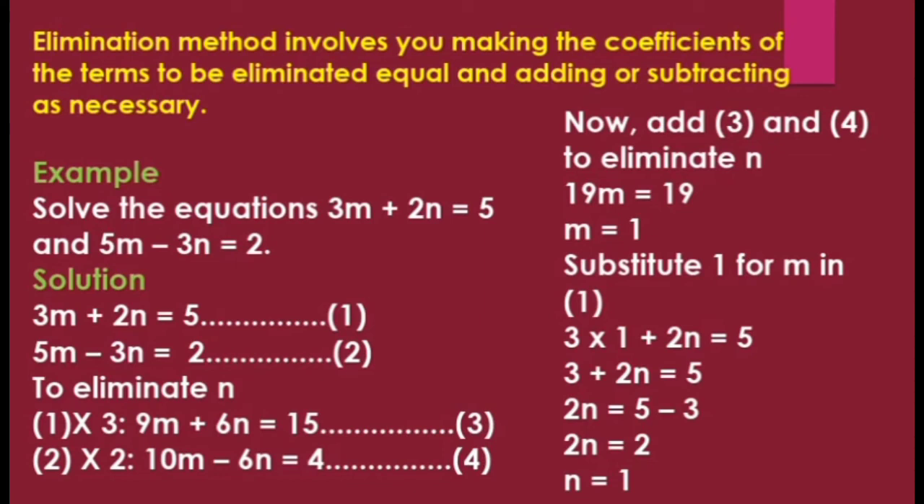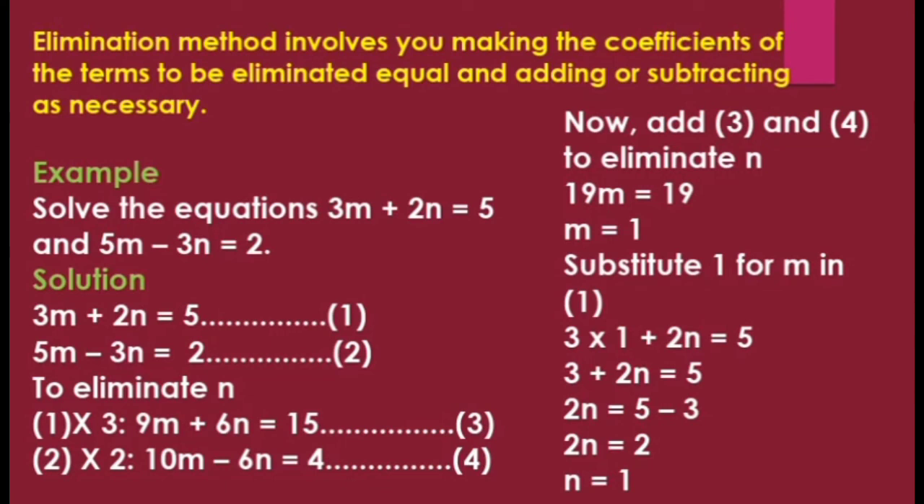That gives us 10m minus 6n is equal to 4. That gives us equation 4. And to eliminate, it depends on the sign that the letter you want to eliminate is carrying. For example, if you are eliminating a letter with the same sign, all you need to do is to subtract both equations. But if you are eliminating a letter with different signs, all you need to do is to add both equations. In this case, plus 6n and minus 6n are carrying different signs. To eliminate that n, we add both equations. So we have equation 3 plus equation 4, and that gives us 19m is equal to 19.